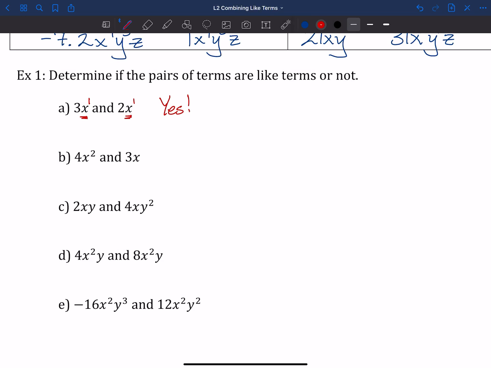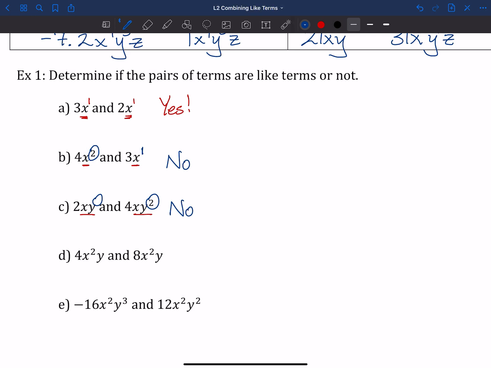As for 4x squared and 3x, right? Again, I'm looking at the variables. They both have x's. But then I'm looking at coefficients. That one has a 2, and this one has an invisible 1. So that one's a no. All right, if we have 2xy and 4xy squared, right, the variables match, but then these exponents on the y's do not, so that's also going to have to be a no, right?